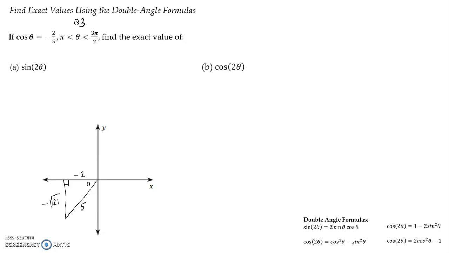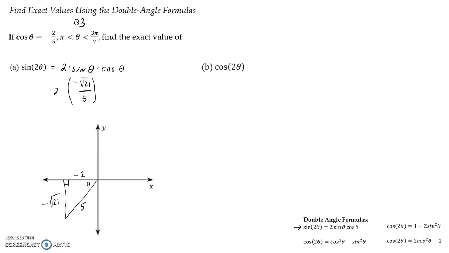Now let's go ahead and take a look at part A. Okay, we're being asked to find sine of 2 theta. Well, if we take a look at our formulas down here on the bottom right hand side, sine of 2 theta is going to be equal to 2 times sine of theta times cosine of theta. And you're going to be able to pull this information directly from your triangle. Right? Sine of theta is your opposite side over your hypotenuse. So our opposite side is the negative radical 21. Our hypotenuse is 5.